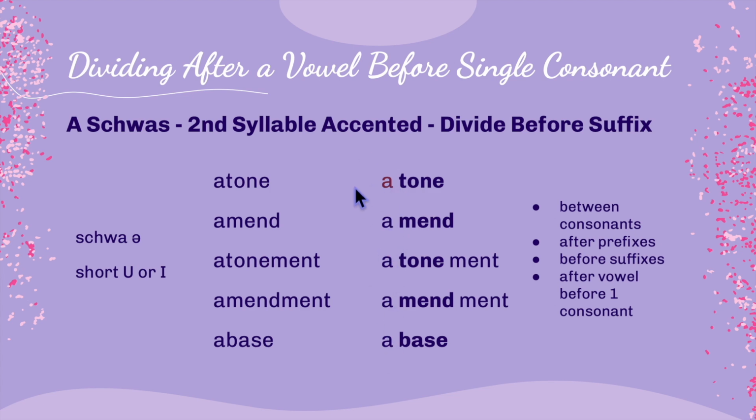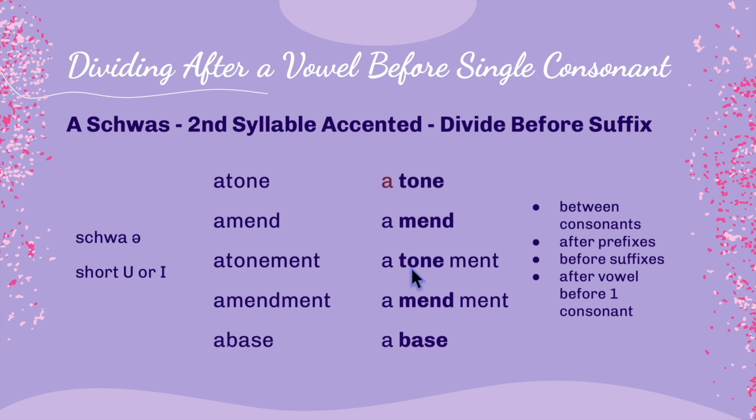and it's going to sound more like "uh." All of these words have the second syllable accented. That means the second syllable is emphasized and has clear vowel sounds. The other rule we need to consider on these words is if you have a suffix such as "ment," divide the word before the suffix. So the rules we use on these words: divide after a vowel before a single consonant. Right here we have a silent E, so this stays together. And divide before the suffix ment. So we have atone. Notice it's not "a tone," it's atone.